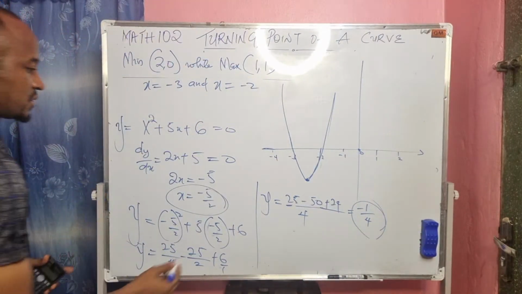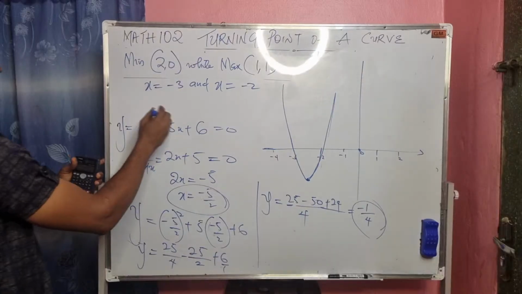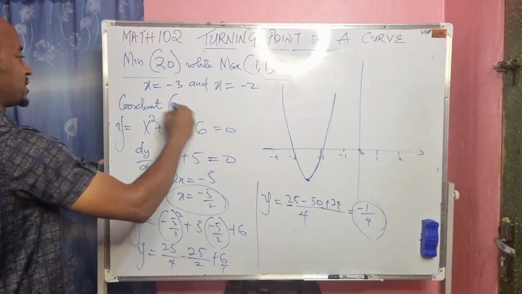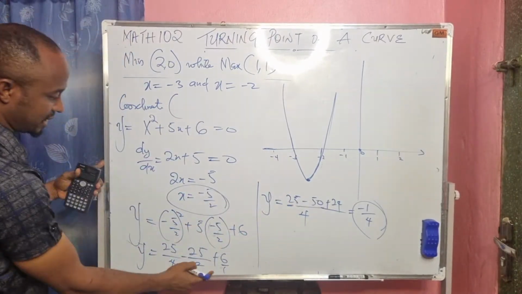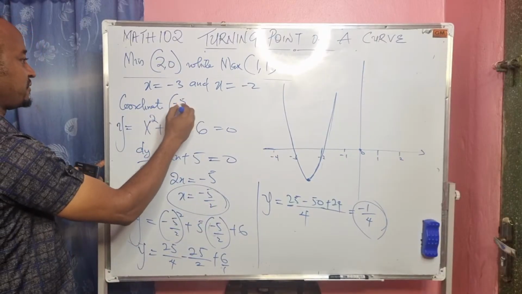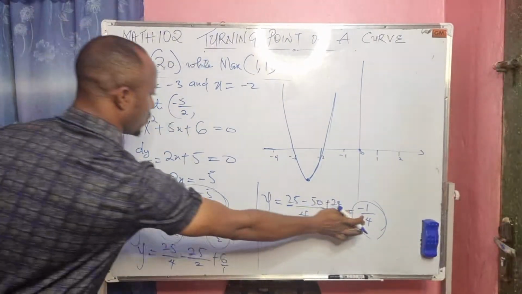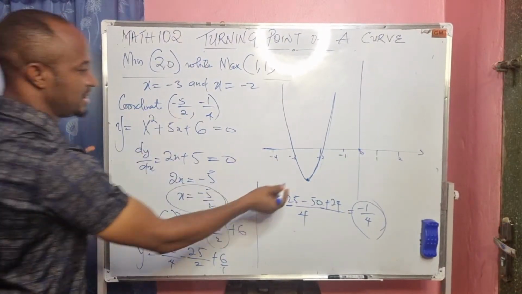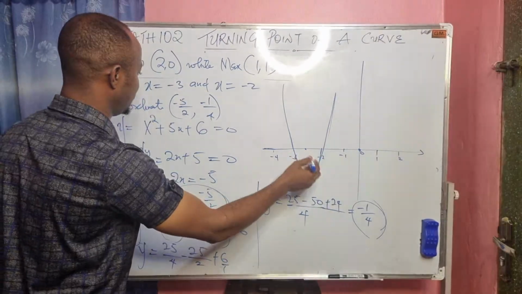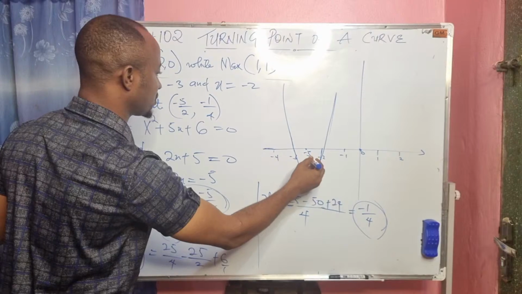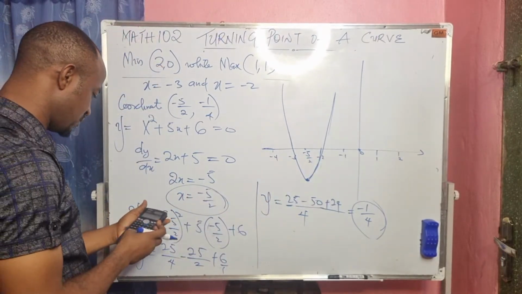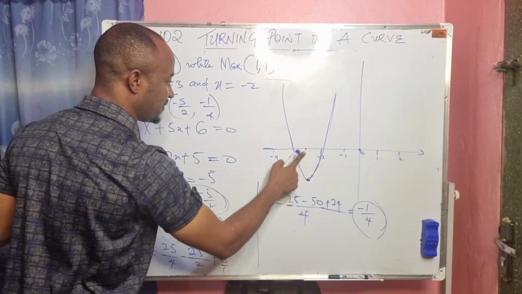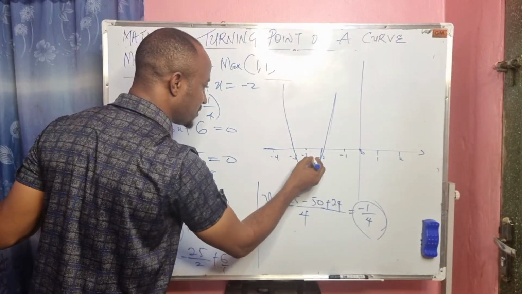All right? So that means the coordinates of the minimum point of this curve is meant to be when x is minus 5 over 2, comma, when y is minus 1 over 4. When you look at this very well, the x value is actually correct. Halfway here we have minus 5 over 2, which is about minus 2.5.